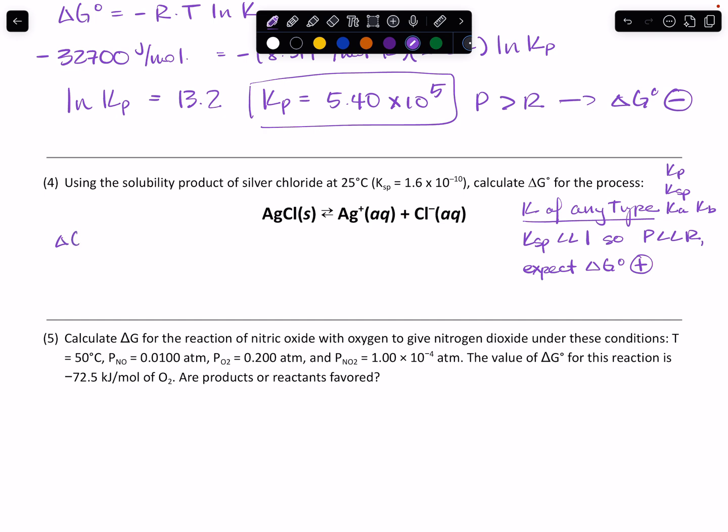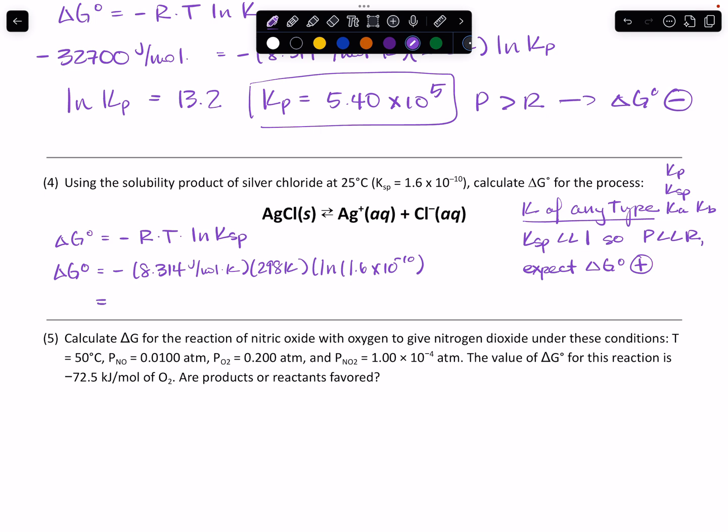So we again know that delta G is going to be equal to negative R times T times the natural log of Ksp. So delta G is going to be equal to negative 8.314 joules per mole Kelvin, at 25 degrees Celsius, so 298 Kelvin, and then the natural log of 1.6 times 10 to the negative 10th.